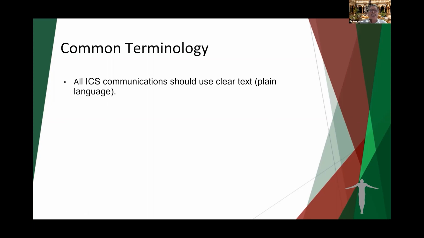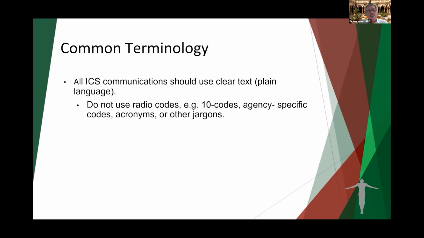Now, all ICS communications should use clear text, or what I refer to as plain or common language. We do not recommend the use of radio codes, especially 10 codes or agency-specific codes. So 10 codes are commonly used by commercial radio operators. Now, UPLB used to have agency-specific codes. We call them the 8 codes. Or don't use acronyms or other jargon. So, an example of which is this.